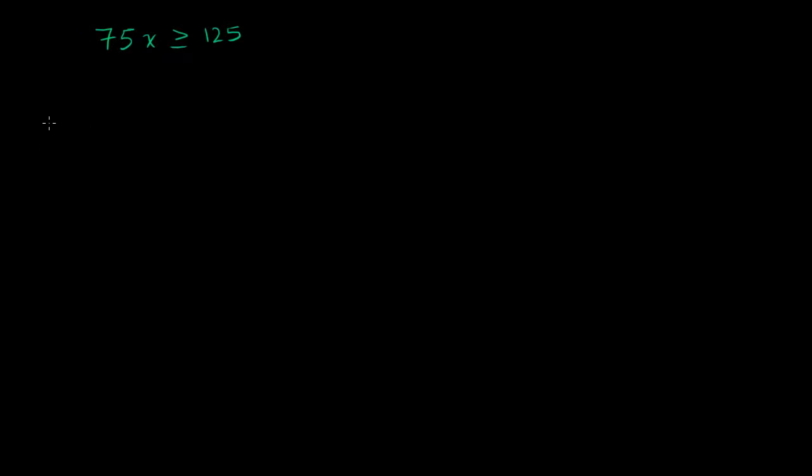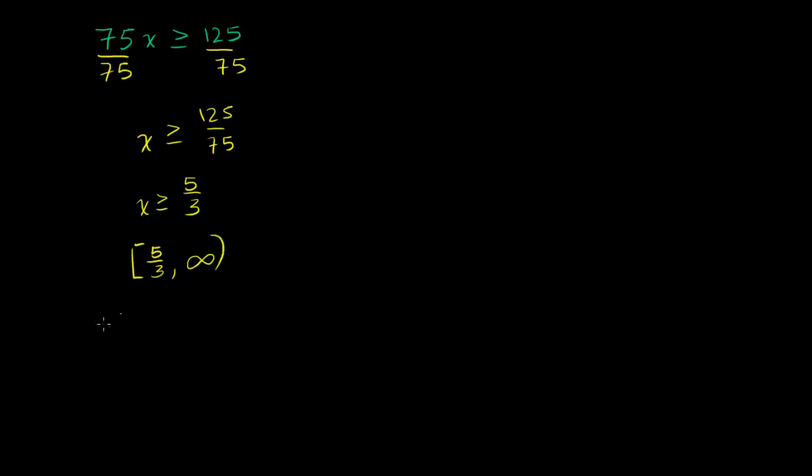So here we can just divide both sides by 75. And since 75 is a positive number, you don't have to change the inequality. So you get x is greater than or equal to 125 over 75. And if you divide the numerator and denominator by 25, this is 5 over 3. So x is greater than or equal to 5/3. Or we could write the solution set as going from, including, 5/3 to infinity.